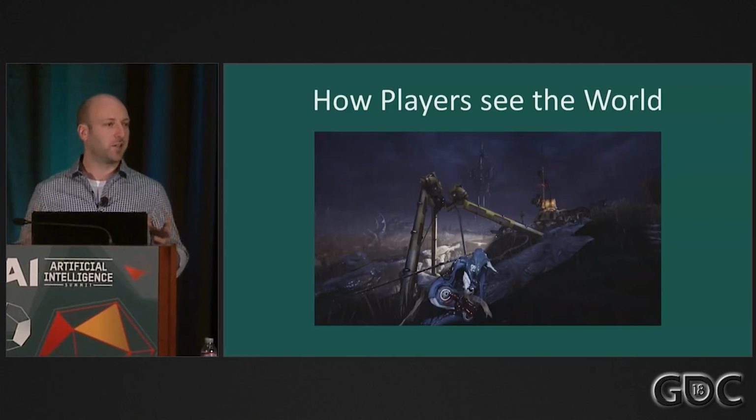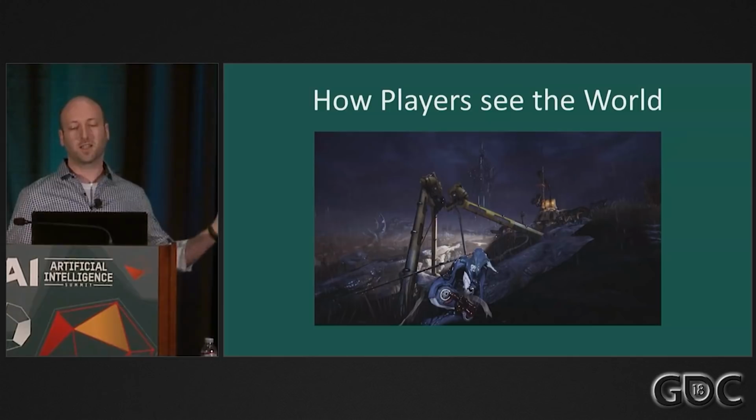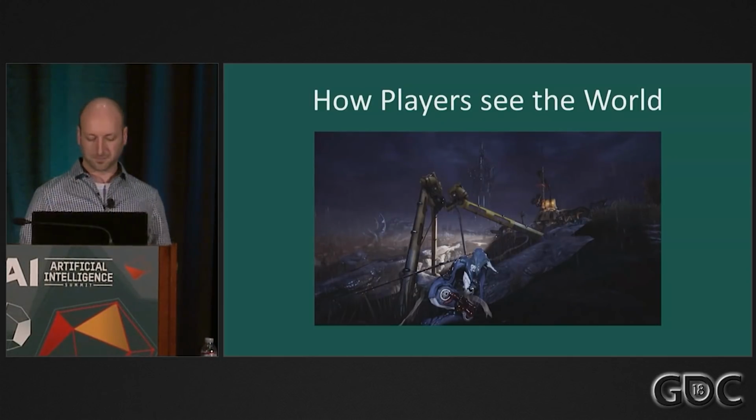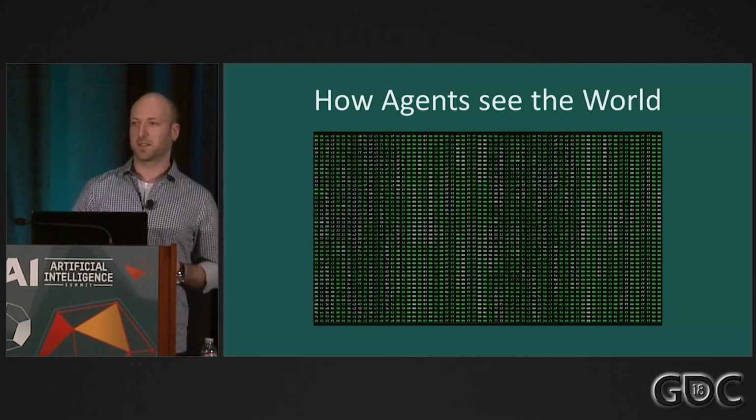So if the slides will work, there we go. When the players are playing your game, this is what they see, right? And the human brain is amazing at taking this input, identifying the important bits, and then deciding what to do. But this is what our agents see when they're playing your game, right? Or maybe it's a little bit more like this.